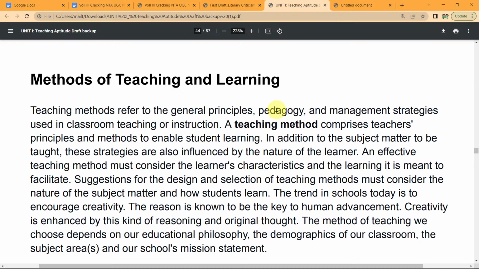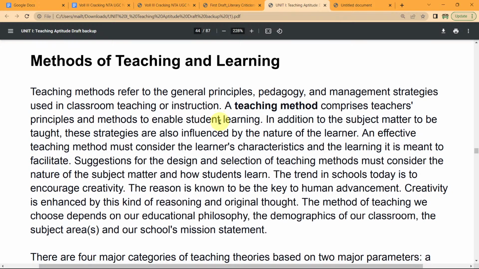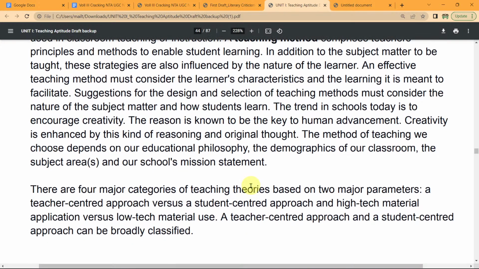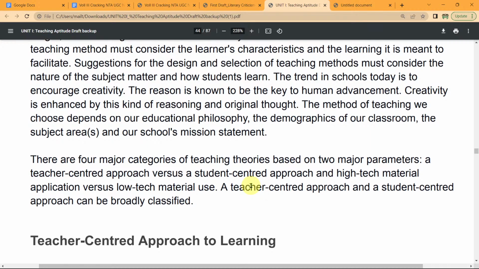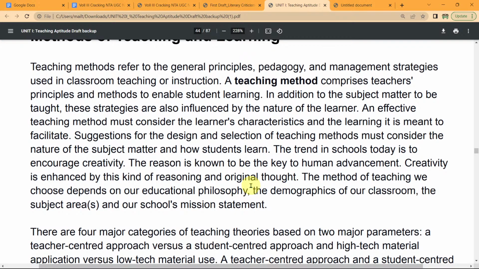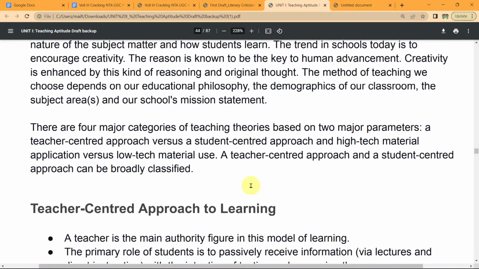First of all, you should understand what teaching is, which you already know. Remember that you might get at least 1, maybe 2 questions from this, so you have to pay attention in this session really well. A method is something that teaches principles and methods to enable student learning. By method, we mean what kind of strategies and what kind of style a teacher can use to teach, and there are also learning methods as well.